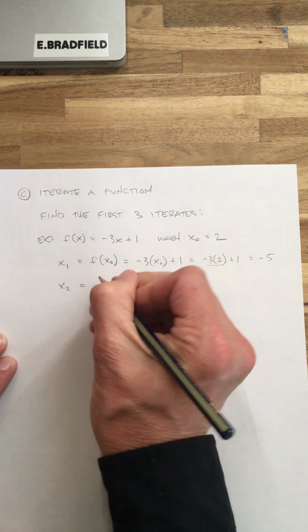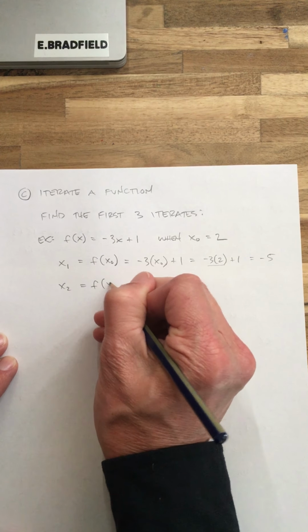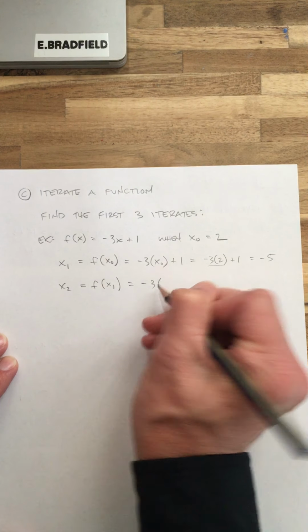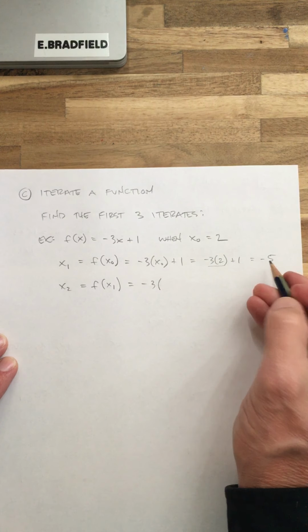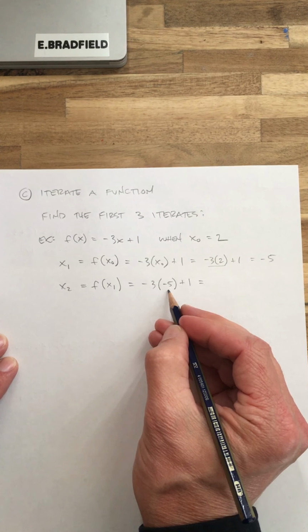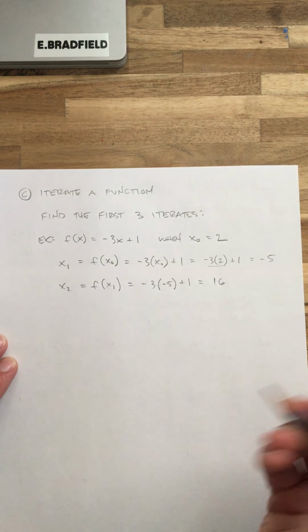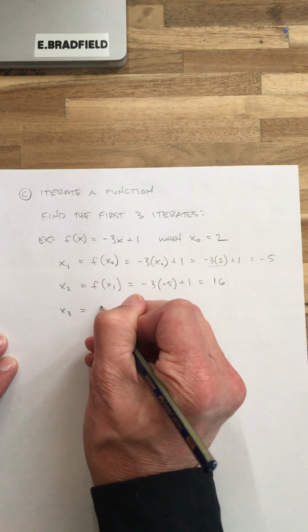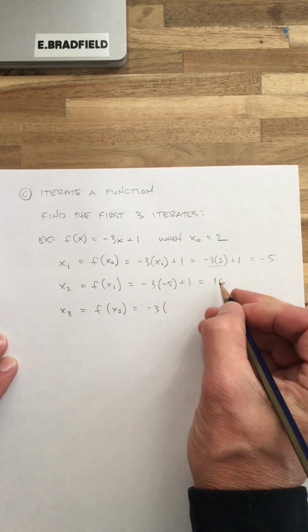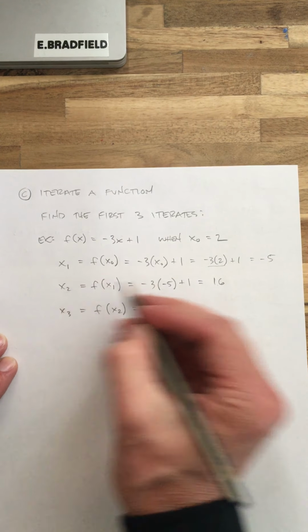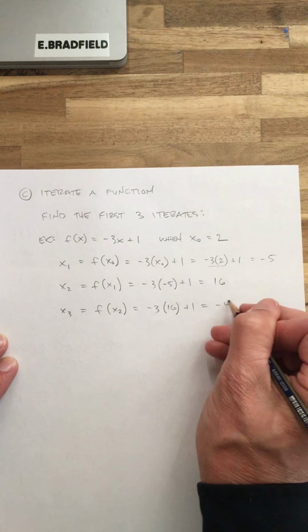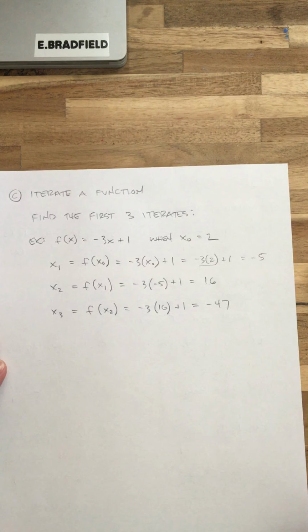Let's find the second iterate. That's going to be f of x sub 1, which equals negative 3 times, well, what's x sub 1? We just found it. It's negative 5. Plus 1, which equals 15 plus 1 is 16. And let's find the third iterate. That's going to be, you guessed it, f of x sub 2, which equals negative 3 times 16, since x sub 2 is 16, plus 1. That's negative 48 plus 1 is negative 47, and that's that.